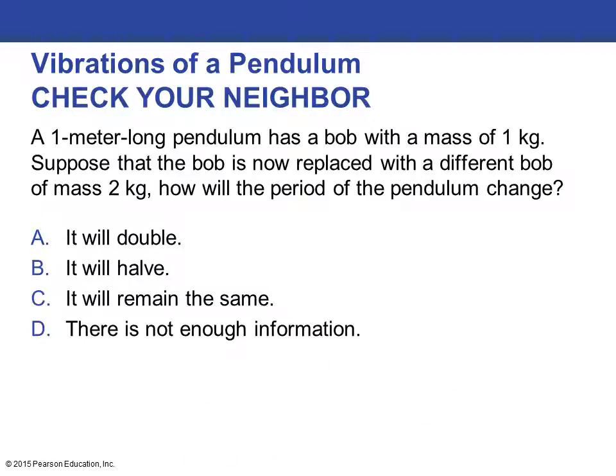Let's do a review question. Throughout the lectures, we'll have some information and then some review questions that hopefully will help you understand the material and help you with your homework. So a review question here: a 1 meter long pendulum has a bob with a mass of 1 kilogram. Suppose that the bob is now replaced with a different bob of a mass of 2 kilograms. How will the period of the pendulum change?